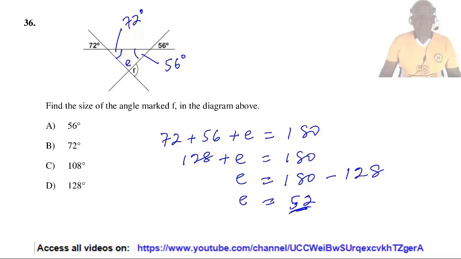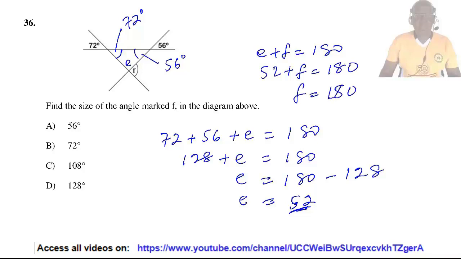Now the sum of angles on a straight line should add up to 180, so E plus F should be equal to 180. Therefore 52 plus F equals 180. F is going to be equal to 180 minus 52, which equals 128 degrees. So the answer is D.